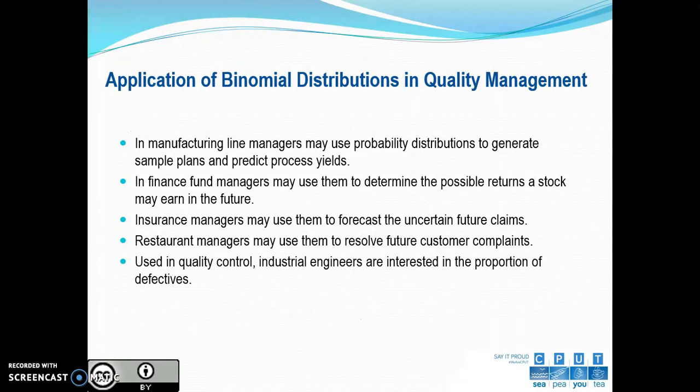Now, application of binomial distributions in quality management. In manufacturing, line managers may use probability distributions to generate sample plans and predict process yield. Sample plans simply means a detailed outline of measurements or data taken. And process yields are products that meet customer specifications and are produced without rework.